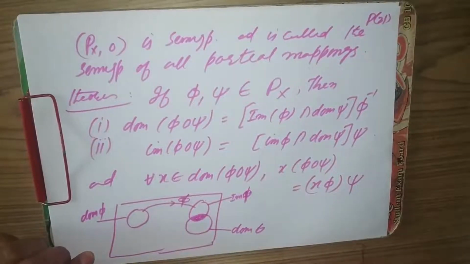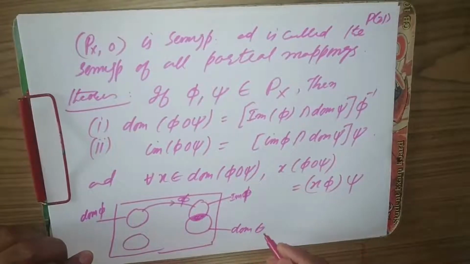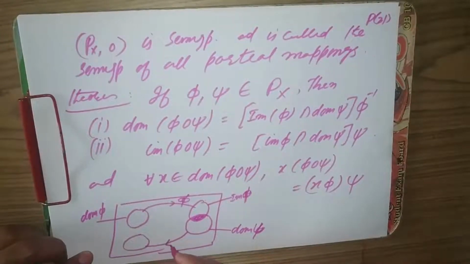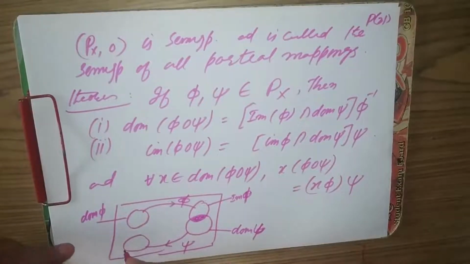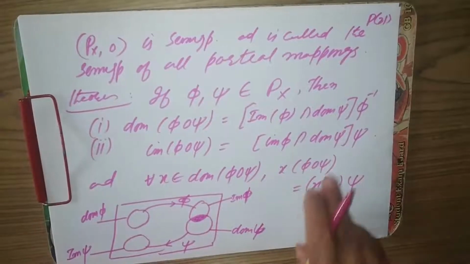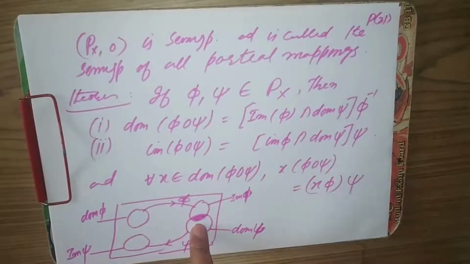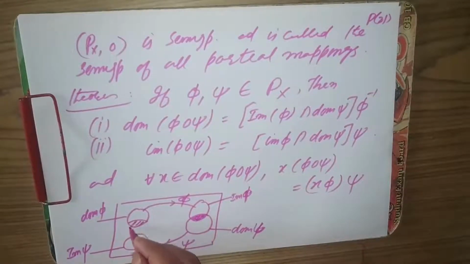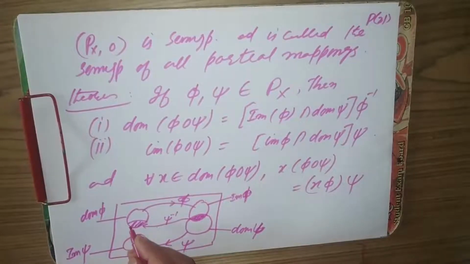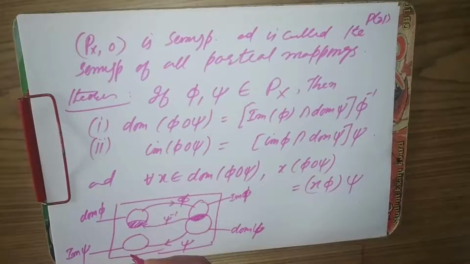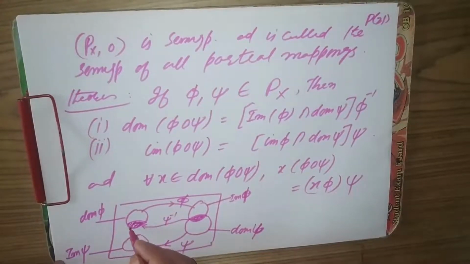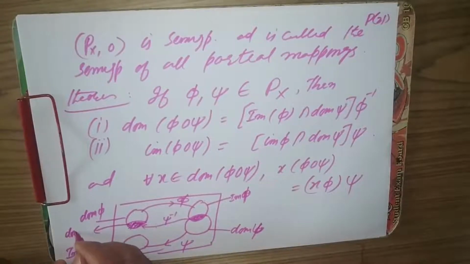And here we have the domain of psi. Psi should be a map from the domain of psi to the image of psi, so this one is the image of psi. We need to show that whenever we apply phi inverse on this intersection, it should be equal to this part. This is just applying phi inverse on that portion, and it equals the domain of phi composition psi.